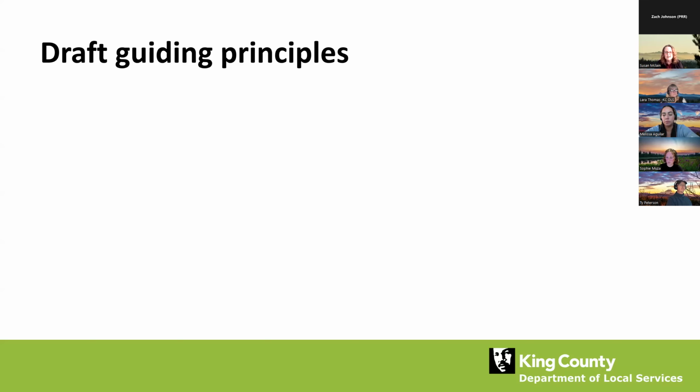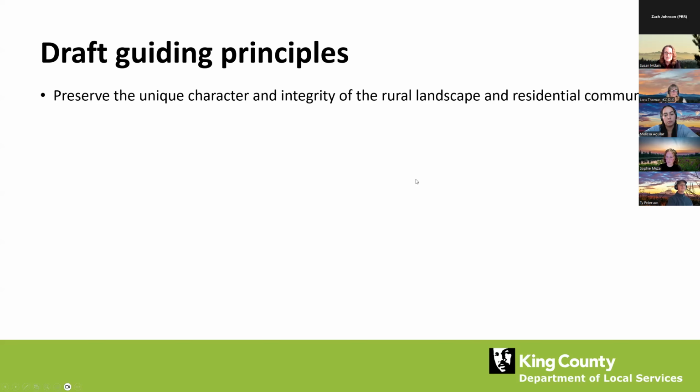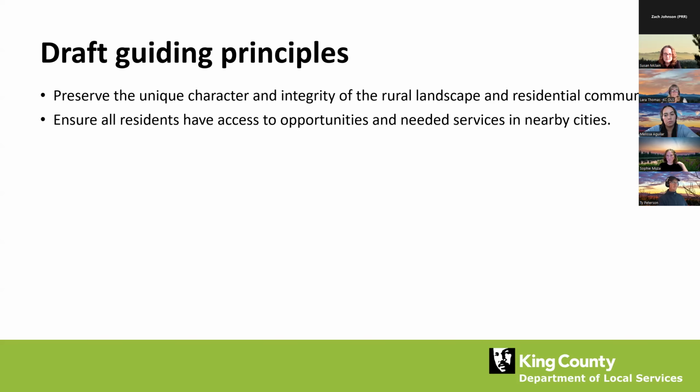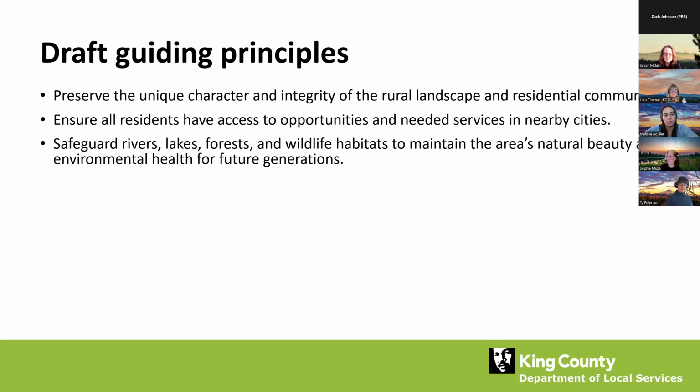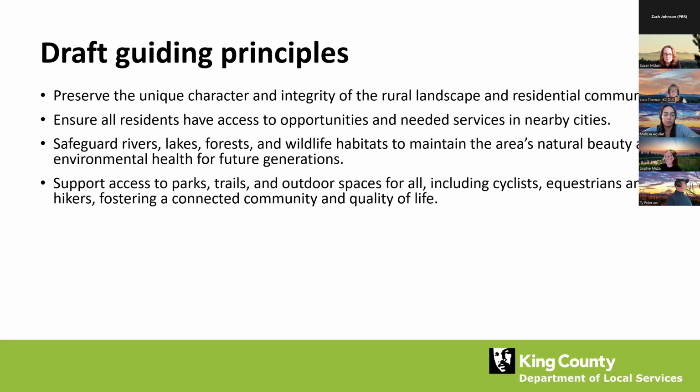to read them off. The first one that we heard is preserve the unique character and the integrity of the rural landscape and residential community. The second one, ensure all residents have access to opportunities and needed services in nearby cities. The third is safeguard rivers, lakes, forests, and wildlife habitats to maintain the area's natural beauty and environmental health for future generations. The next one, support access to parks, trails, and outdoor spaces for all, including cyclists, equestrians, and hikers, fostering a connected community and a quality of life.